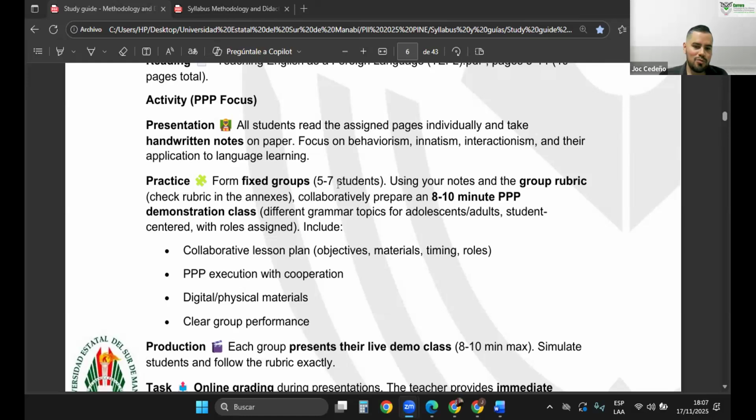¿Actuamos como teachers o como students? Teachers. Como teacher. Yes, as teachers. Everybody should do different things. One, the lesson plan. Another, the present, another, the practice, and so on. So everybody has a different role. Okay, let's go to the groups. Remember that you have 10 minutes to prepare your demo class, okay?